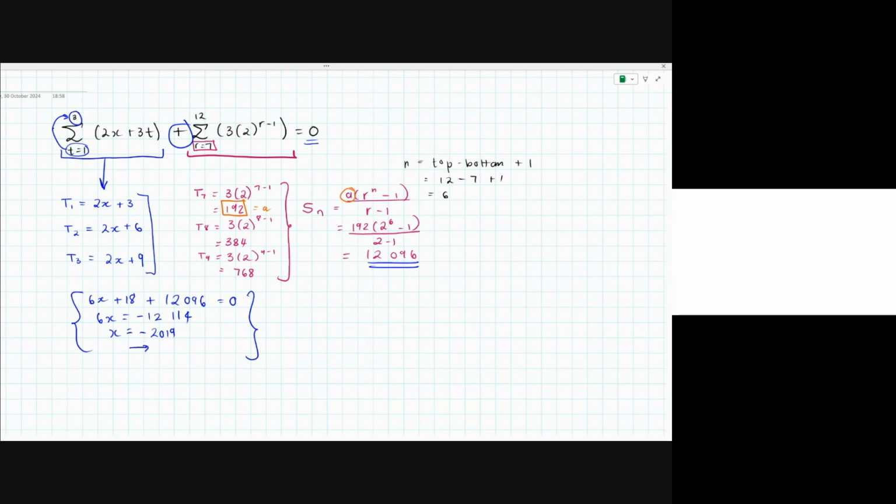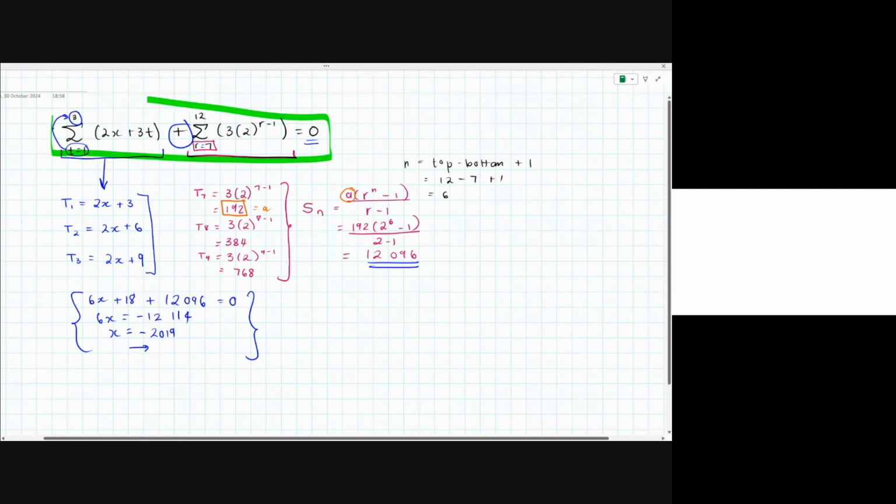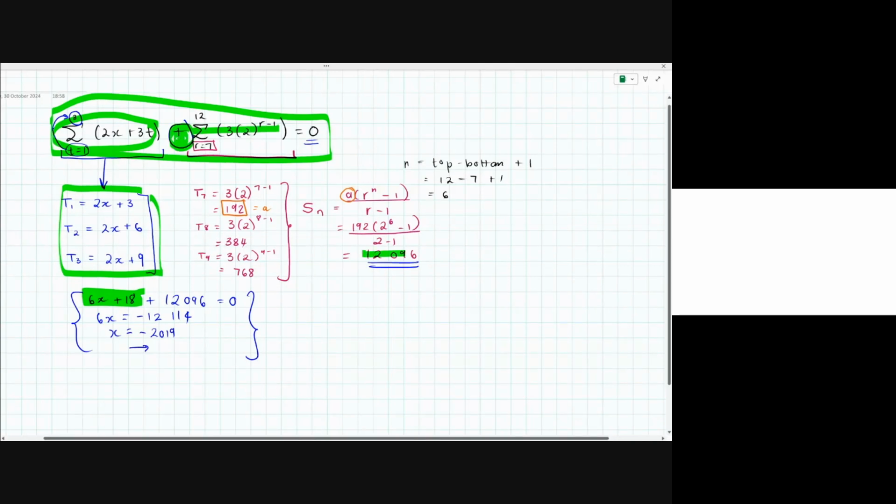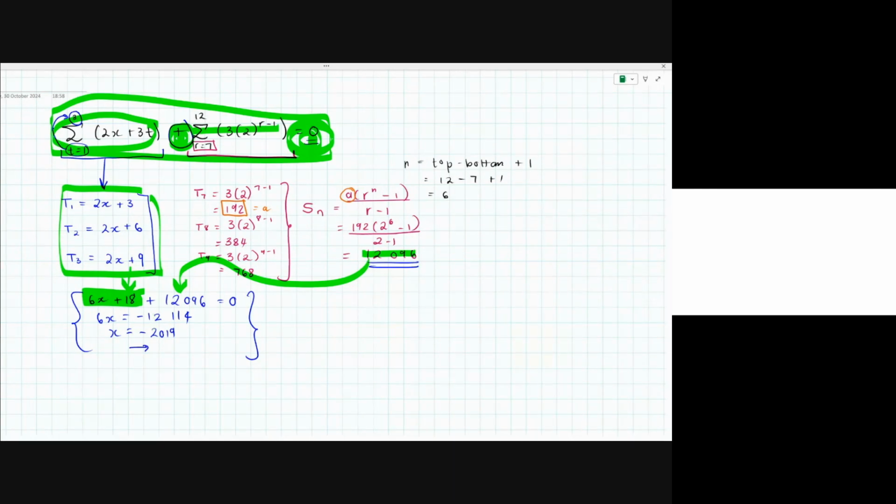Okay, cool. So I'm going back to what I was initially given. This situation over here told me to take the sum of these x terms. This situation, which is 6x plus 18, I had to add to the sum of this geometric. And the sum of the geometric was the 12,096, which I substituted in. Then I just set up an equation to solve because it told me that it must be equal to 0. So I filled in all of the values that I had found, and then solved my equation using inverse operations. Does that make a bit more sense?